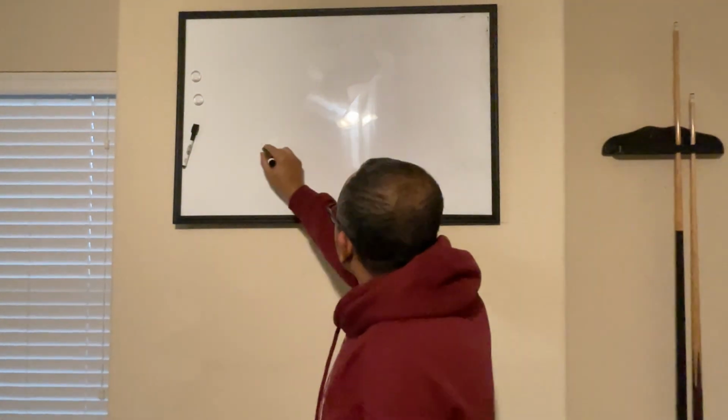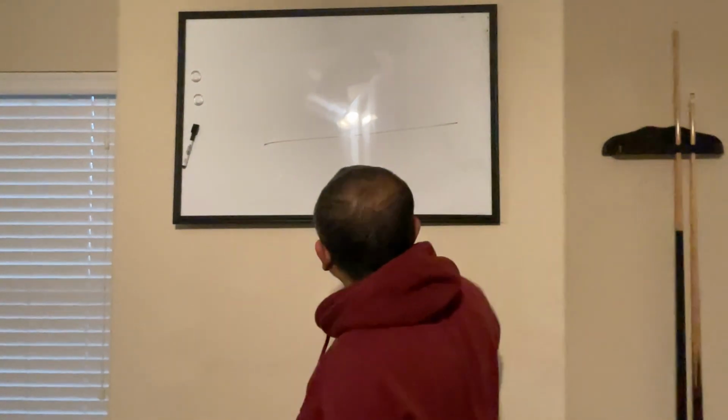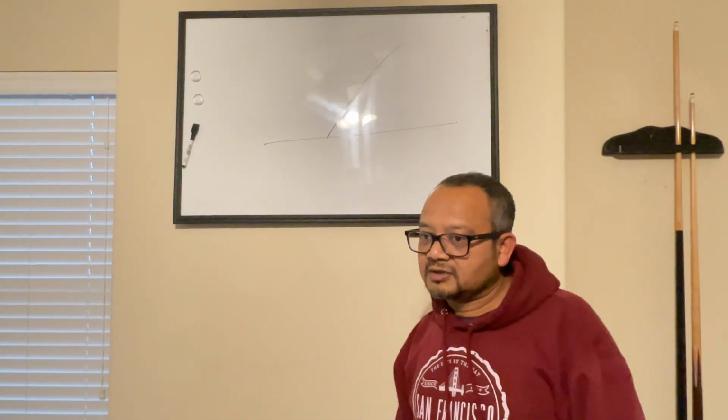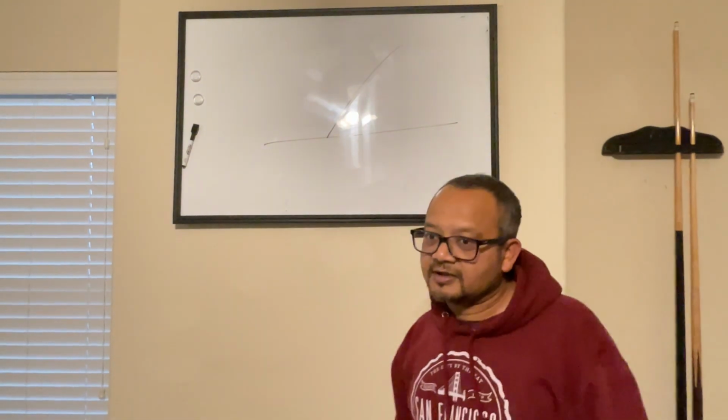Now, if I have a straight line and I draw a line like this, how many angles am I making here? You're making two angles which add up to 180 degrees. And they're called supplementary angles.